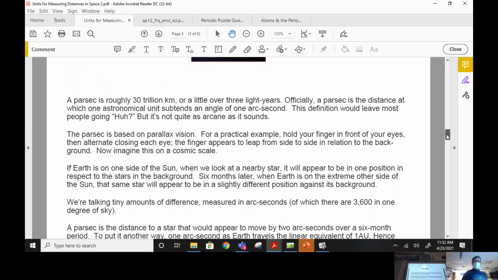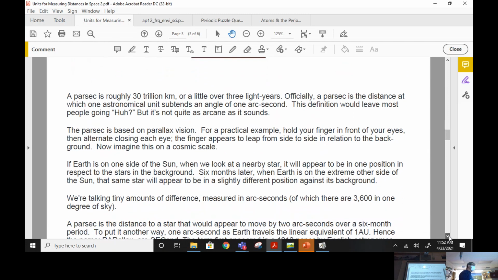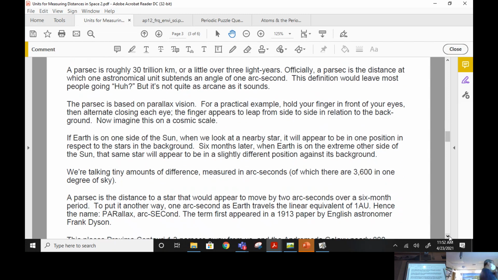So if I go back to this diagram, the parsec is this distance between the star and the sun. Letter E is the parsec. But the way we measure it is by measuring these angles. Angle D here, the parallax angle. So a parsec is roughly 30 trillion kilometers, a little over 3 light years.